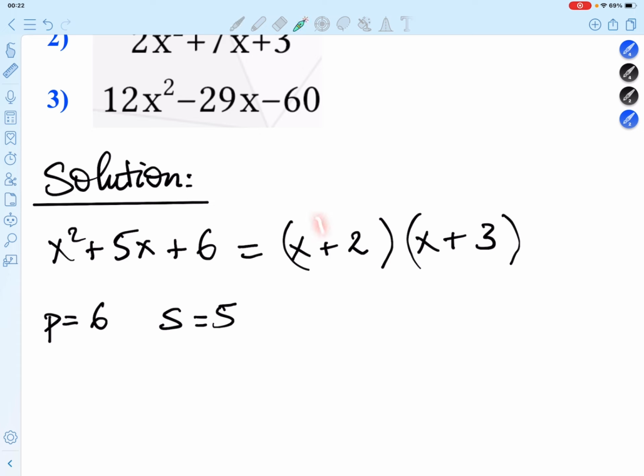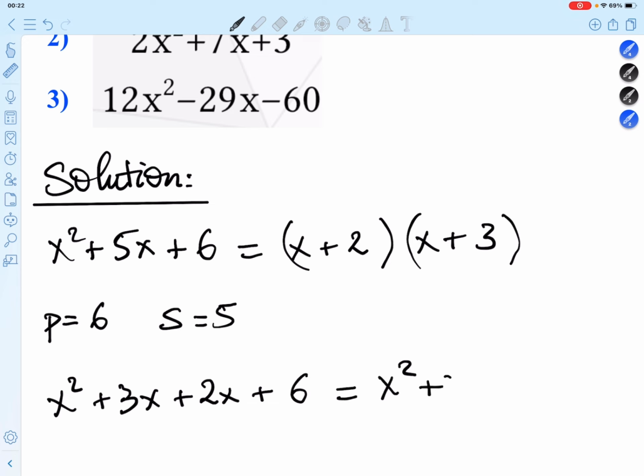So x times x, then x times 3, then we expand. So x times x would be x squared, then x times 3 would be 3x, then 2 times x would be 2x, then 2 times 3 would be 6. As you can see, this is equal to x squared plus 5x plus 6, as we expected.